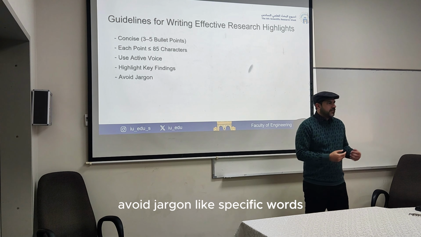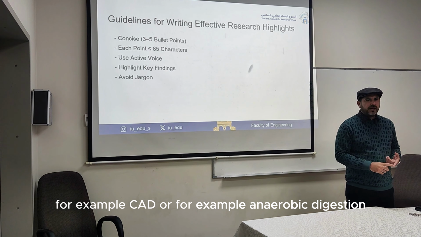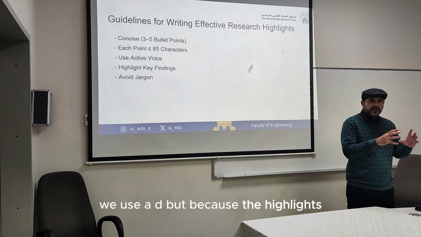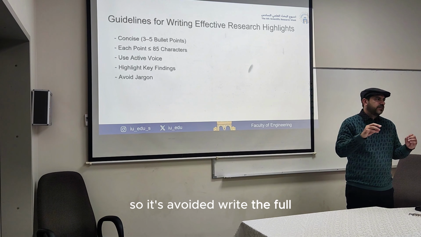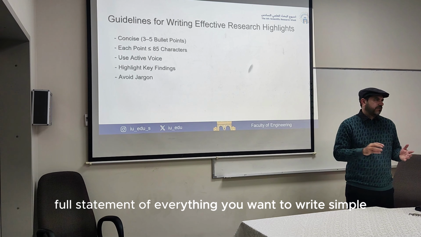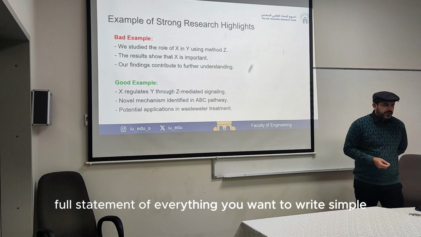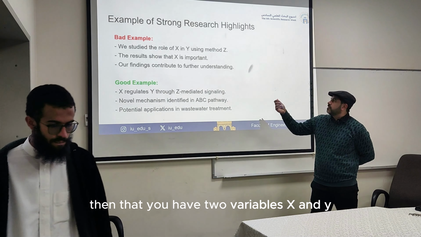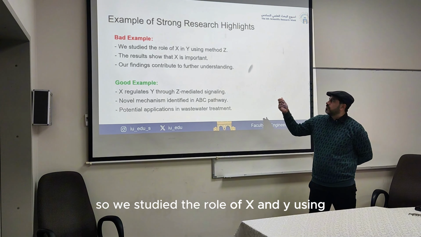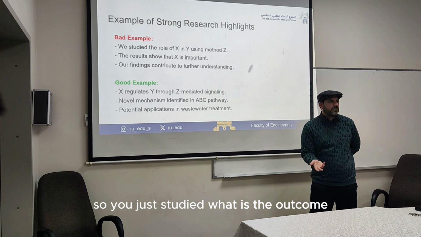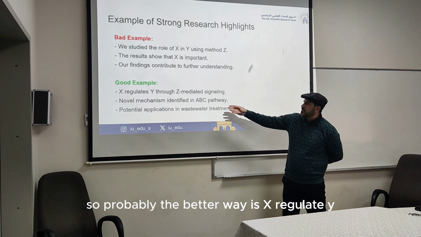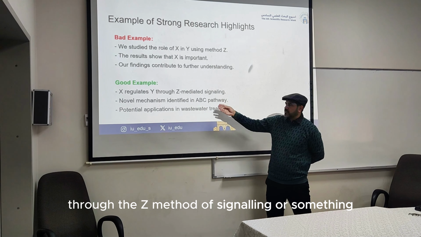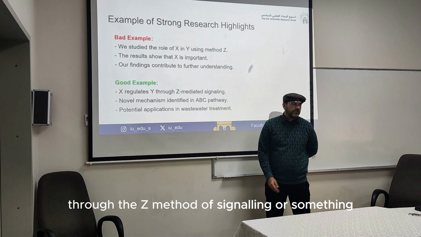Avoid jargon, like specific words. For example, CAD, or for example, anaerobic digestion, we use AD. But because the highlights may be separated from the paper, it should be avoided. Write the full statement of everything you want to write, simple. For example, this is a bad example: you have two variables, X and Y. We studied the role of X and Y using... so you just studied what the outcome is. Probably the better way is X regulates Y, the X variable regulates Y through the Z method of signaling or something processing.